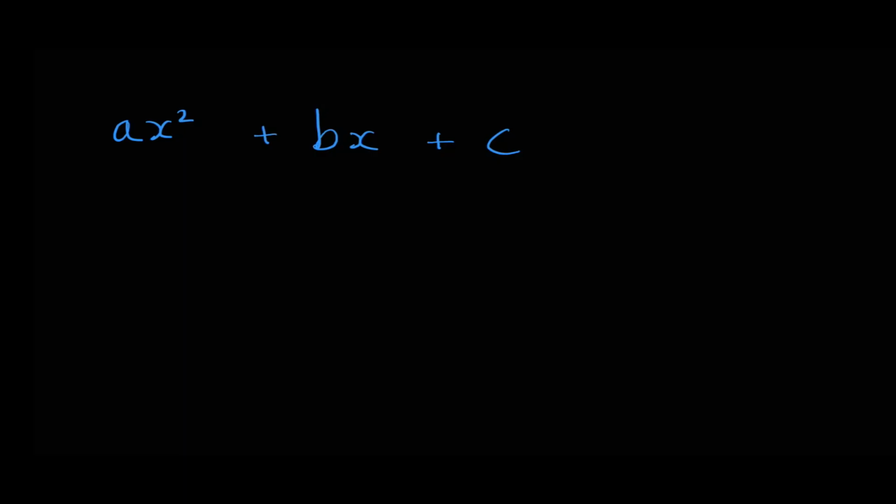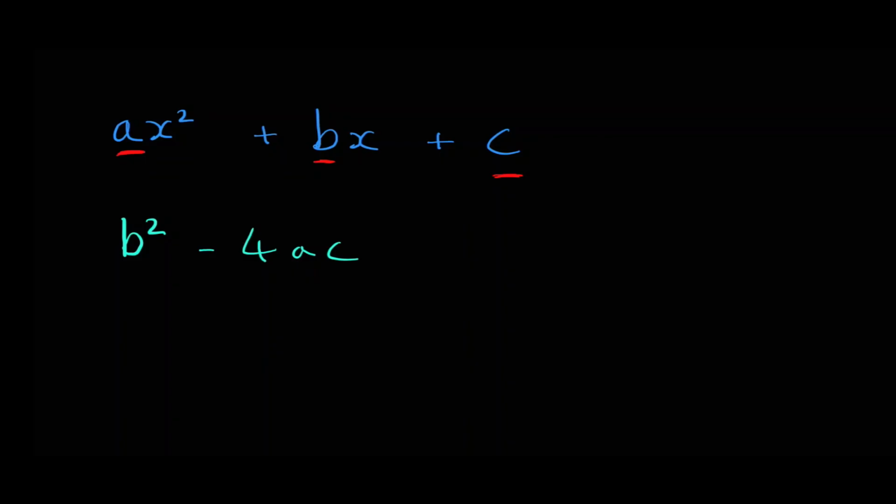Now you use the discriminant when your quadratic is in the standard form I have on screen right now, which is ax squared plus bx plus c, where a is just the coefficient of the x squared term, b is the coefficient of the x term, and c is a constant. And to find the discriminant, the formula is b squared minus 4 times a times c.